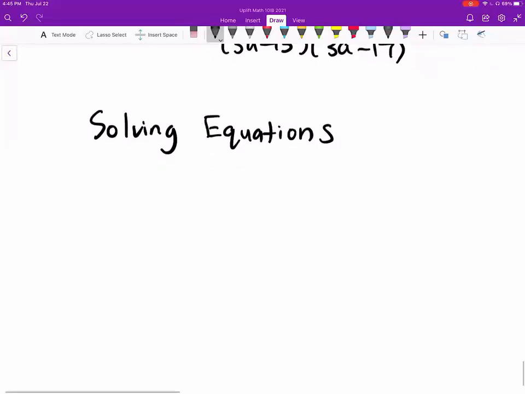For solving equations, we can get a question that looks like this. Okay, what should I do? Okay, x squared plus 6x plus 10 equals 1. So when we say solving equations, what we mean is finding the x value that will make the equation true.